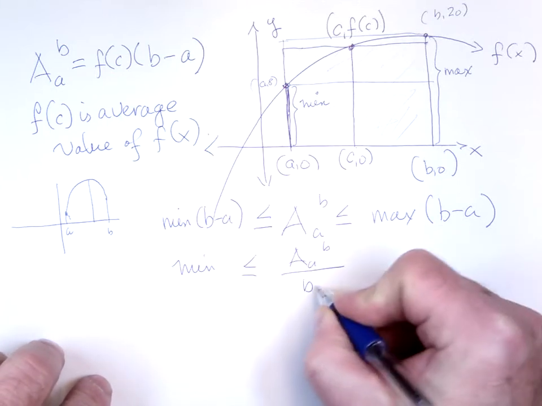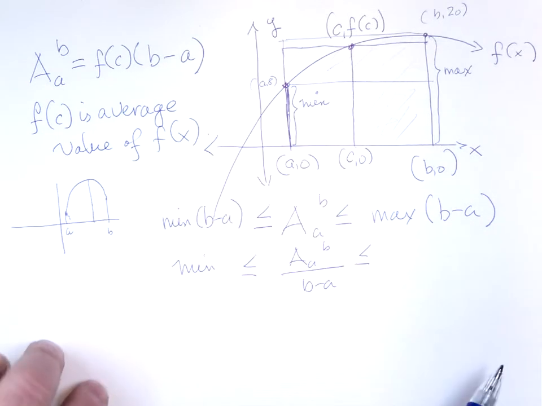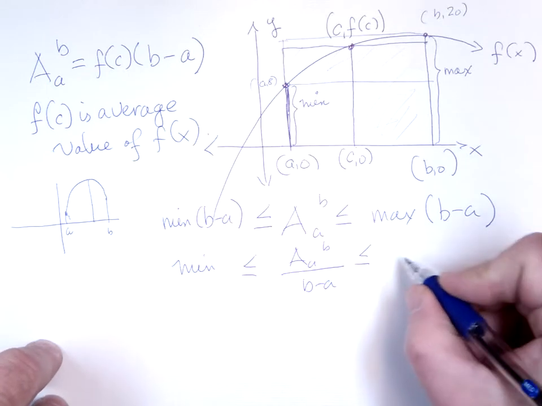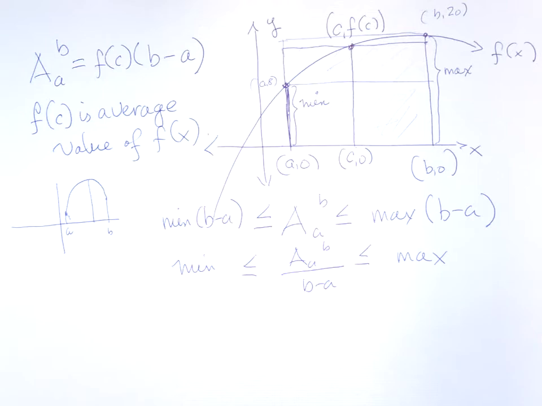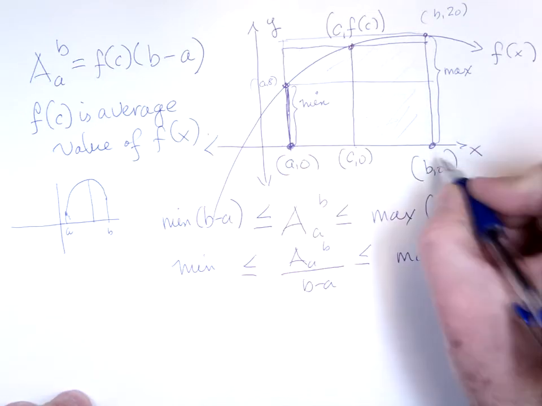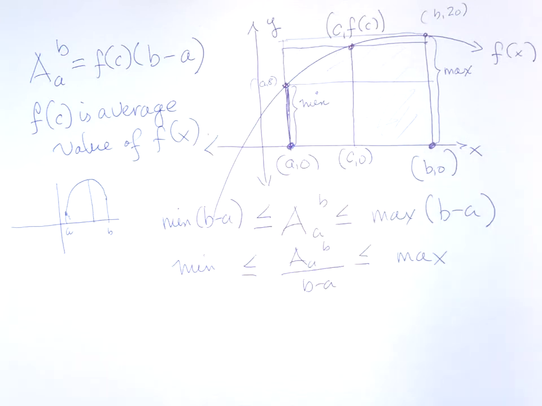Is this the proof? Yes, this is a proof of the mean value theorem for integrals. The b minus a, is it the x values or the y values? b minus a is this width right here. So it's the x values? Yes. So what I did, I divided this inequality by b minus a.